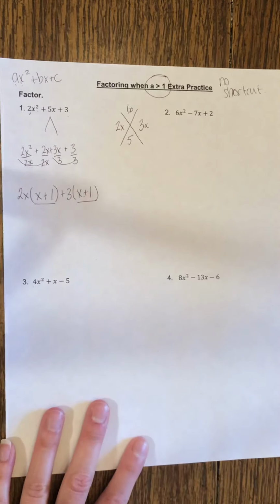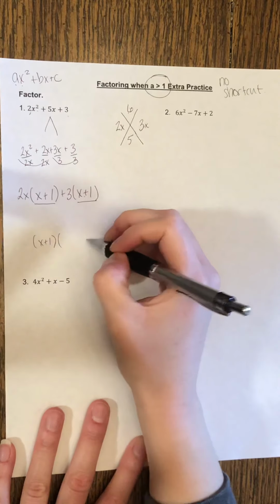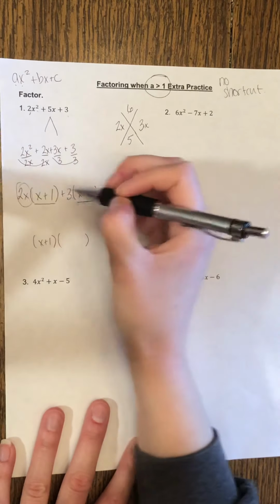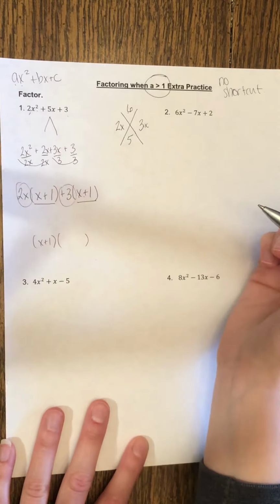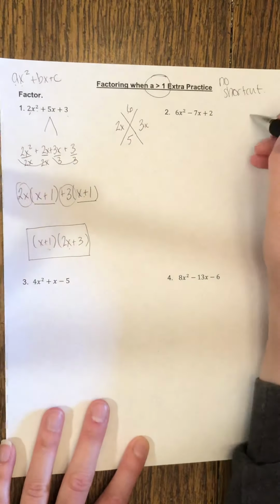In double grouping, we're looking for these two binomials to be the same. That's going to be one part of your final answer. The second part comes from putting together the two terms in front of the parentheses. You could write these factors in either order. I'm going to move on to the next one.